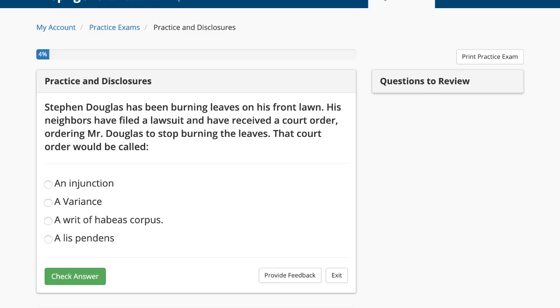Stephen Douglas has been burning leaves on his front lawn. His neighbors have filed a lawsuit and received a court order, ordering Mr. Douglas to stop burning the leaves. That court order would be called A, an injunction, B, a variance, C, a writ of habeas corpus, or D, a lis pendens.